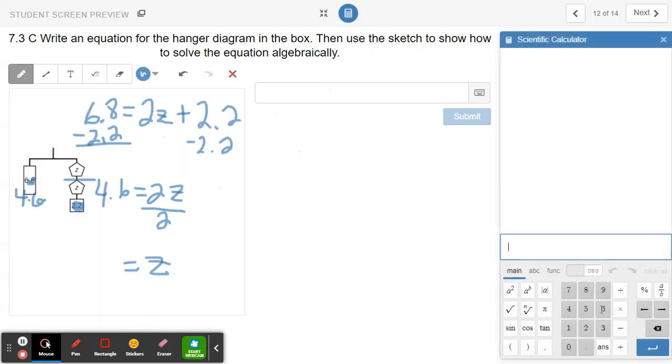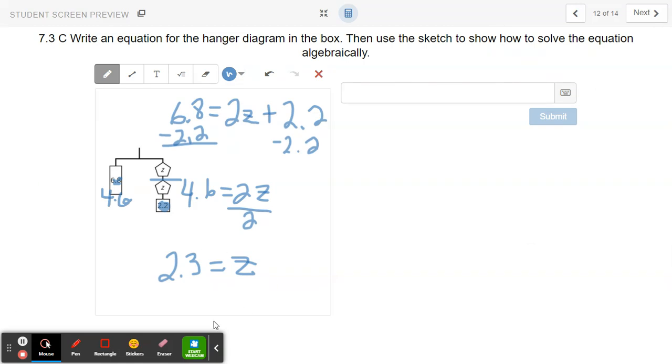You could use a calculator, or you could know that 4.6, 4 divided by 2 is 2, and 6 divided by 2 is 3. So 4.6 divided by 2 is 2.3. So therefore, z is equal to 2.3. Okay.